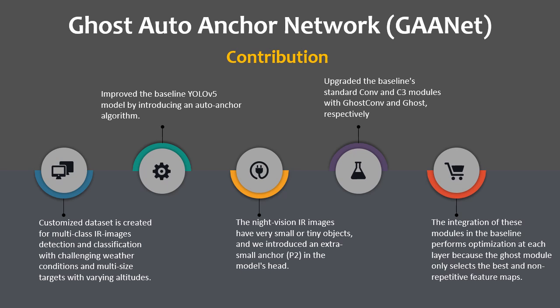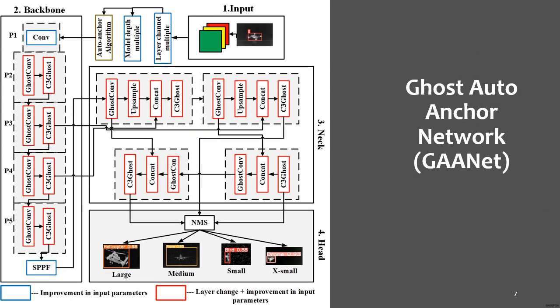We also integrated the AdamW optimizer, which improved the weight decay with respect to the loss function. This figure shows the network topology of the proposed Ghost Auto Anchor network. We effectively use the Ghost convolution and C3 Ghost modules for performing optimized convolutions with the extraction of the most pertinent and unrepeated feature maps with no duplicate gradient information, maintaining accuracy with reduced complexity.